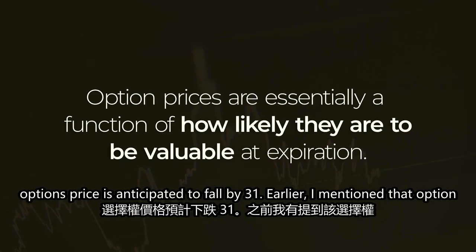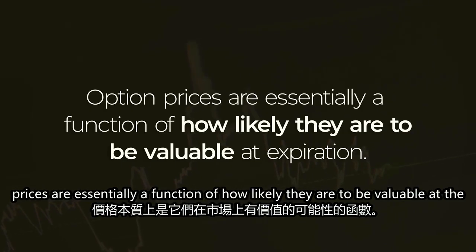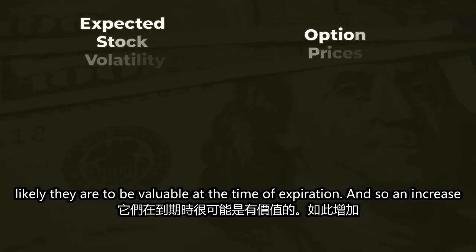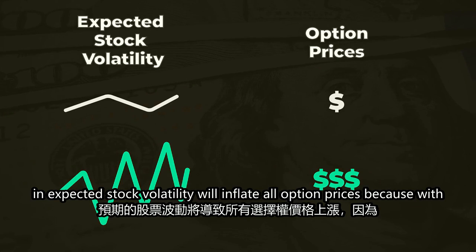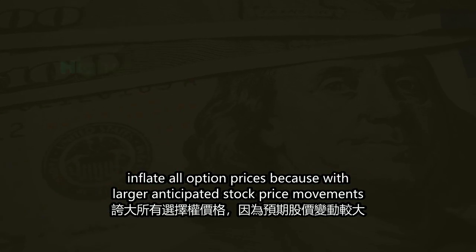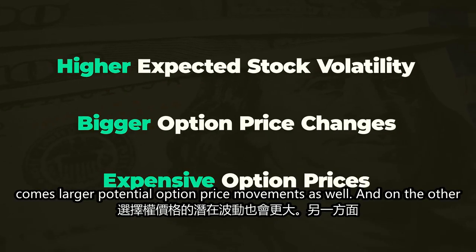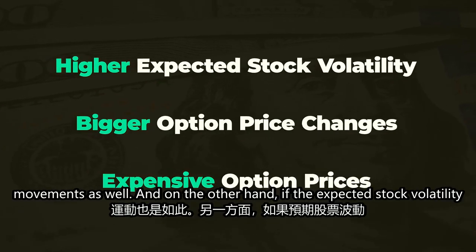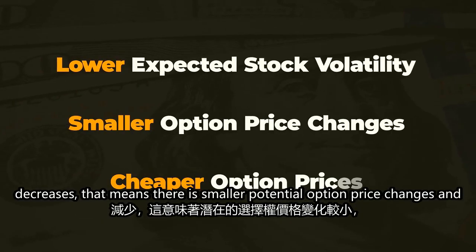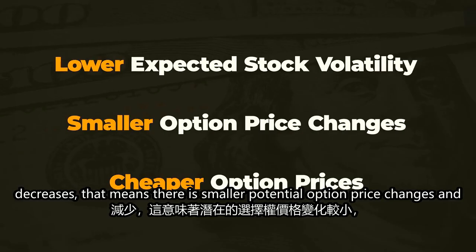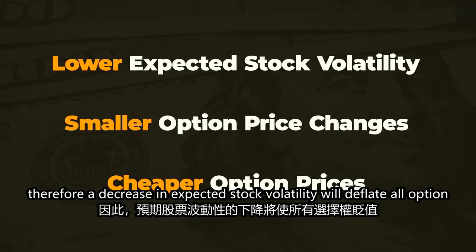Earlier, I mentioned that option prices are essentially a function of how likely they are to be valuable at the time of expiration. And so an increase in expected stock volatility will inflate all option prices because with larger anticipated stock price movements comes larger potential option price movements as well. And on the other hand, if the expected stock volatility decreases, that means there are smaller potential option price changes, and therefore a decrease in expected stock volatility will deflate all option prices.